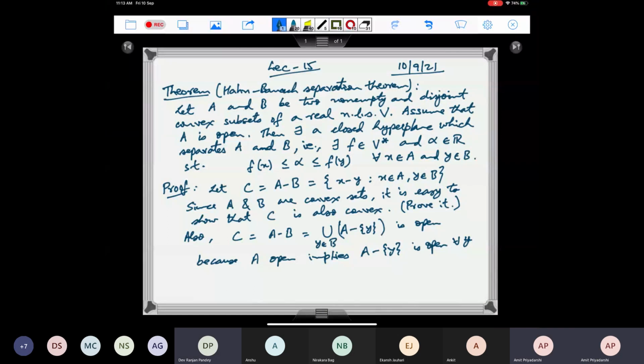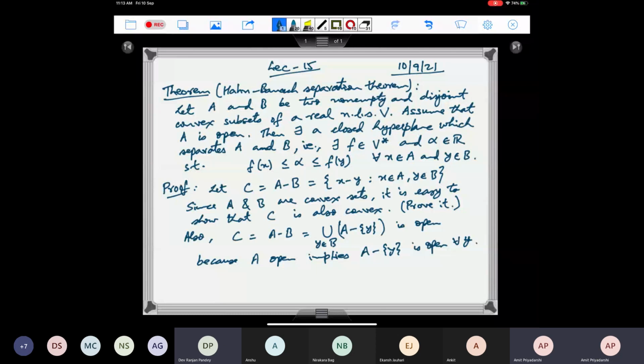See, any point in C can be written as x minus y, where x is in A and y is in B, right? So if you look at A minus y, what is this? This is all the points of the form x minus y for this fixed y. And then if you vary y also, then you will get all the points of the form x minus y, where x is in A and y is in B. So this is a union. And you know that an arbitrary union of open sets is open. So therefore, C will be open because all of these are open.